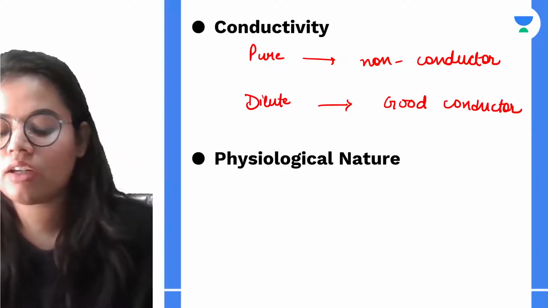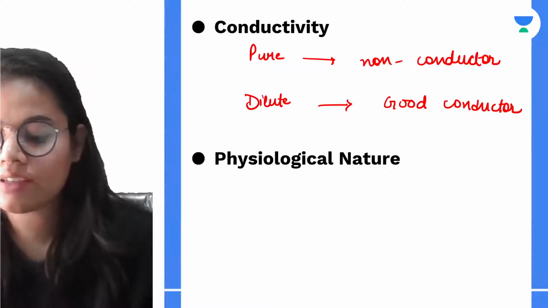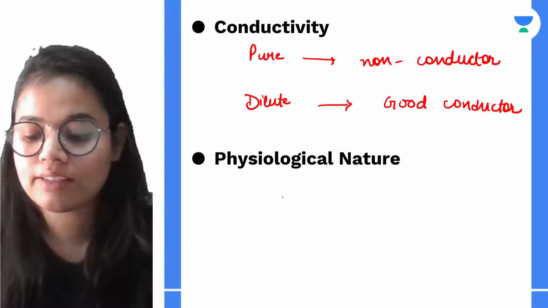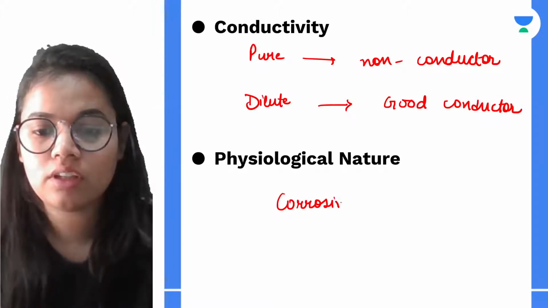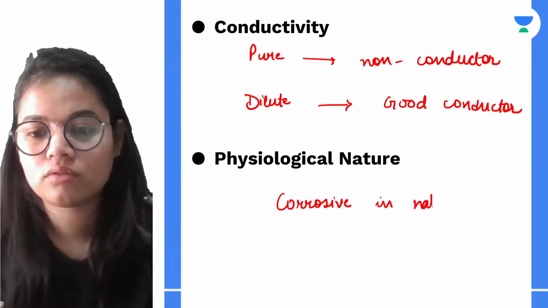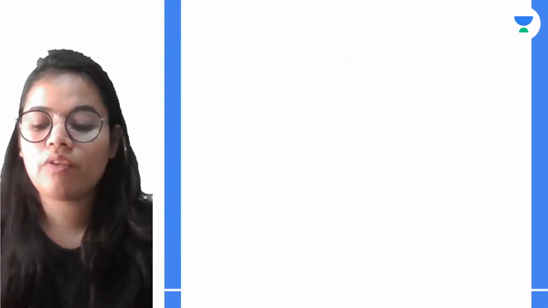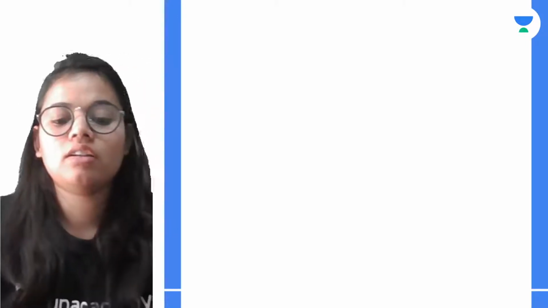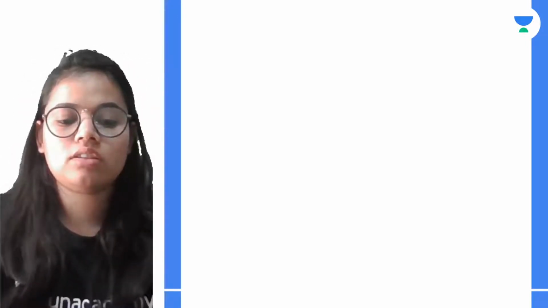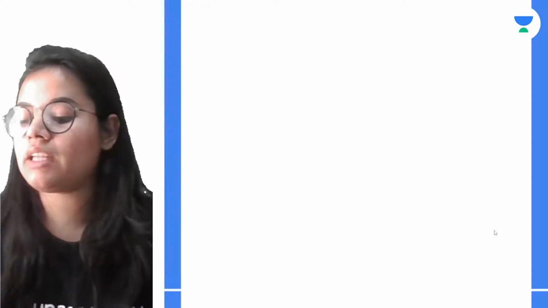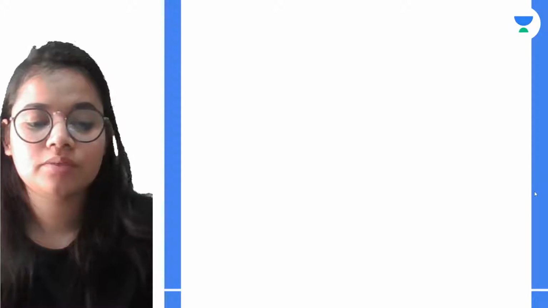After that, we move on to physiological action. It is very, very corrosive. If I talk about the concentrated acid, it is corrosive in nature. Now moving on to some of the properties. So we discussed the physical properties and now we will be moving on to the chemical properties and some of the reactions that are important from this particular unit.